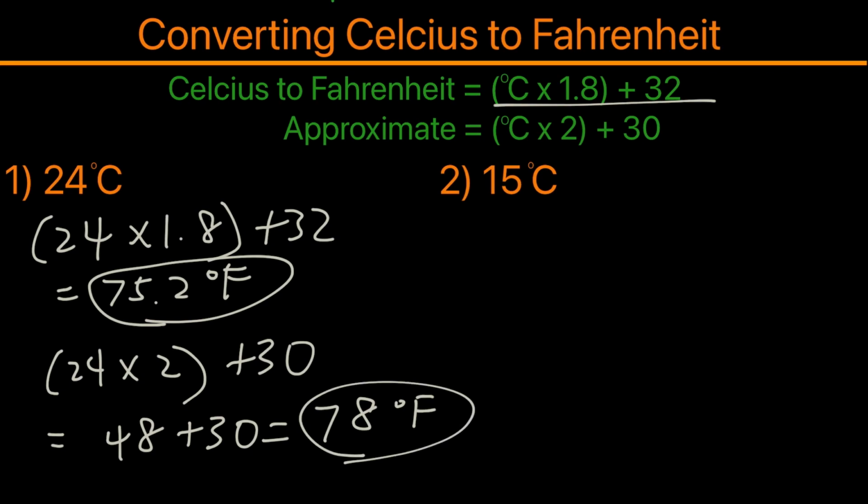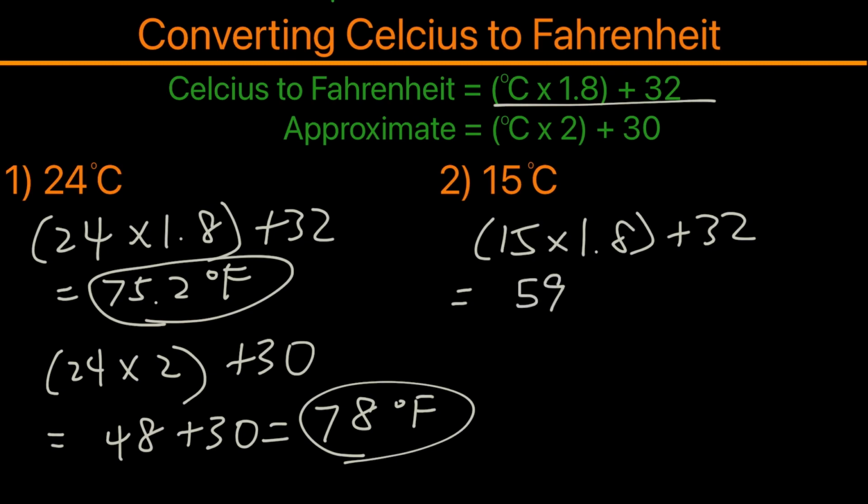For the second example, we have 15 Celsius. And we'll go ahead and put 15 times 1.8. Then we want to add 32. Multiplying that in the calculator, we would get 59 Fahrenheit.